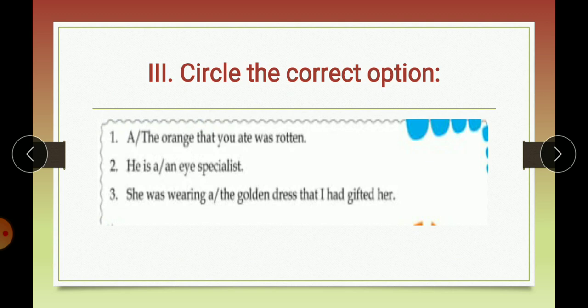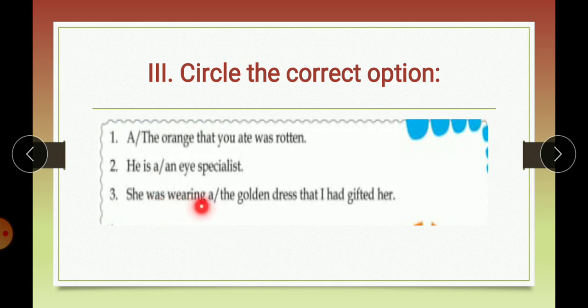You have to circle the correct option. First one: a orange that you ate was rotten, or the orange that you ate was rotten. Here we are specifically talking about the orange that you ate. So it is the. He is a eye specialist, or he is an eye specialist. No doubt, I is starting with vowel and having a vowel sound. So it is an eye specialist.